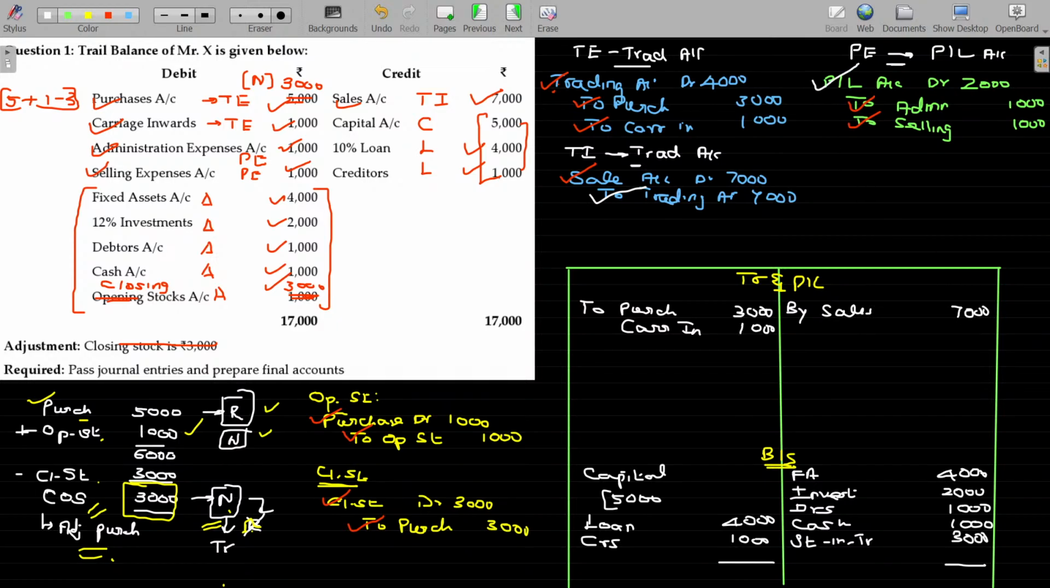And then here in P&L account, to admin expenses. The value being admin expenses 1,000 rupees and to selling expenses 1,000 rupees. Hope we have posted everything.